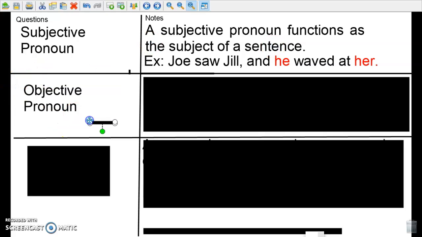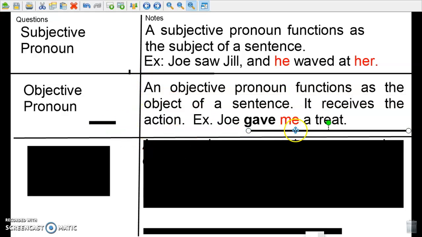The next one is an objective pronoun. And an objective pronoun is a pronoun that functions as the object of a sentence. It receives the action. So, Joe gave me a treat. My action or my verb is gave, and who is receiving the action? That would be the pronoun me. Please make sure that you stop the video at this point so you can continue writing what I just discussed.